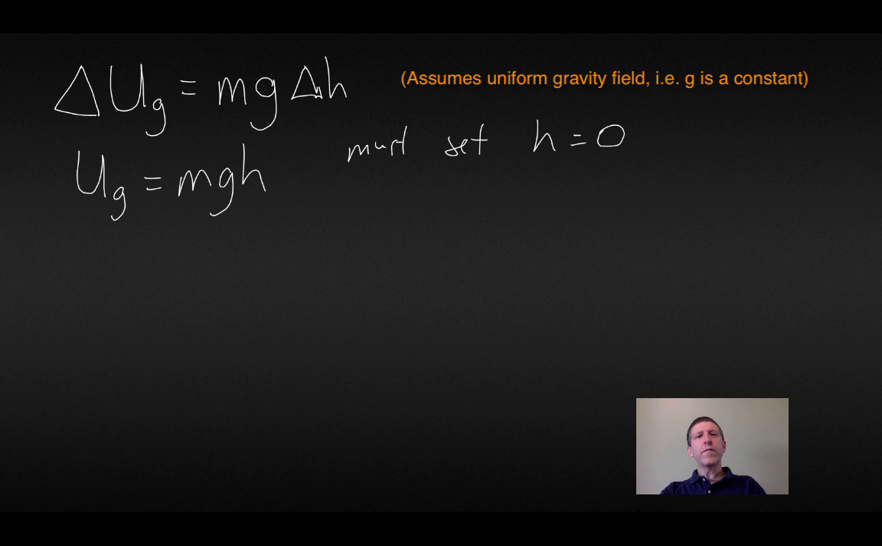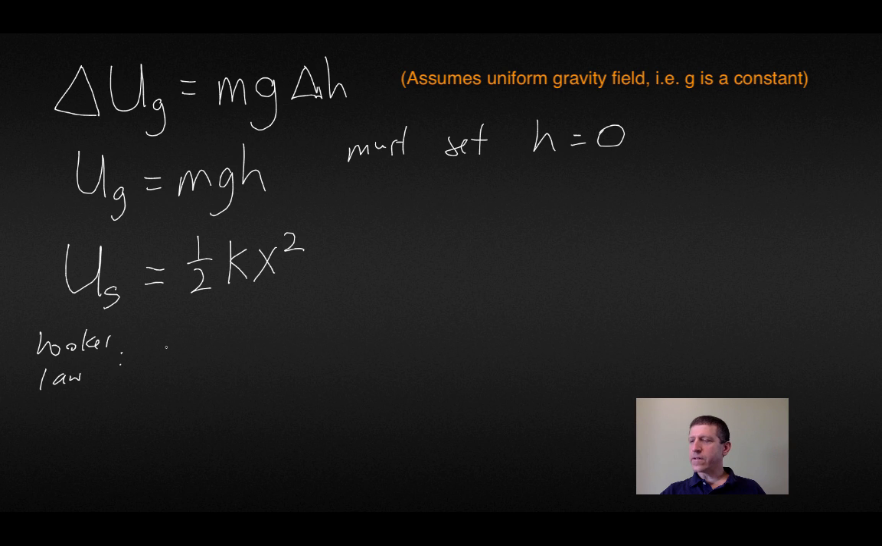The other type of potential energy that we're typically dealing with is spring potential energy, U sub s. And that is actually going to be equal to 1/2 k, the spring constant, times x squared. Don't confuse this equation with Hooke's law. Hooke's law, which this is based on, is that the force exerted by a spring is equal to negative kx. That is not the same thing. This is like the fundamental equation, and we can derive this potential energy equation from it.